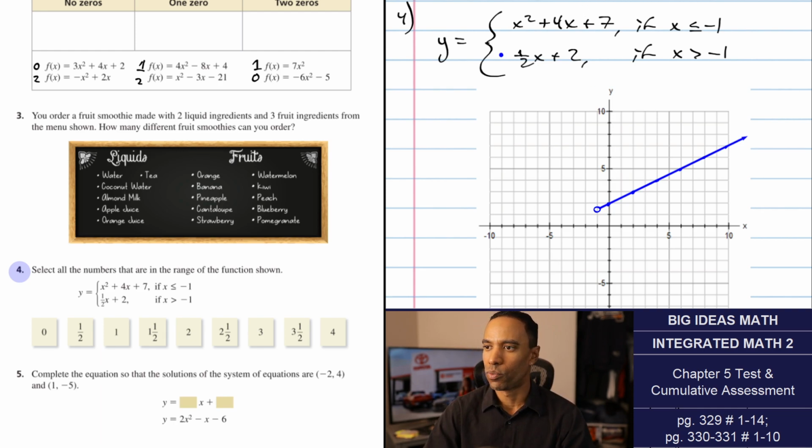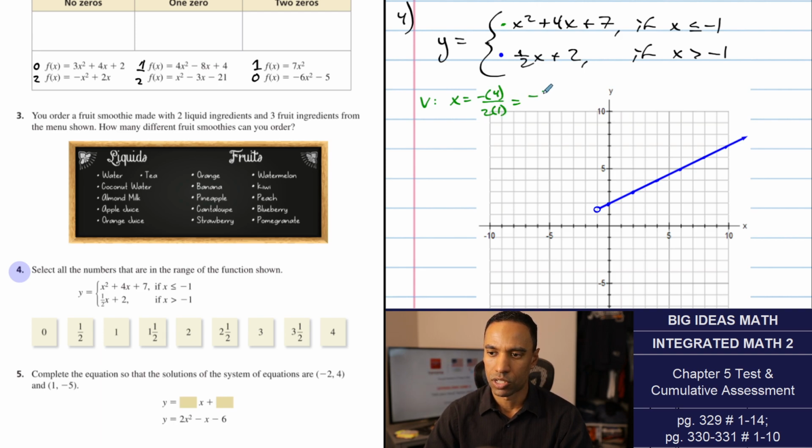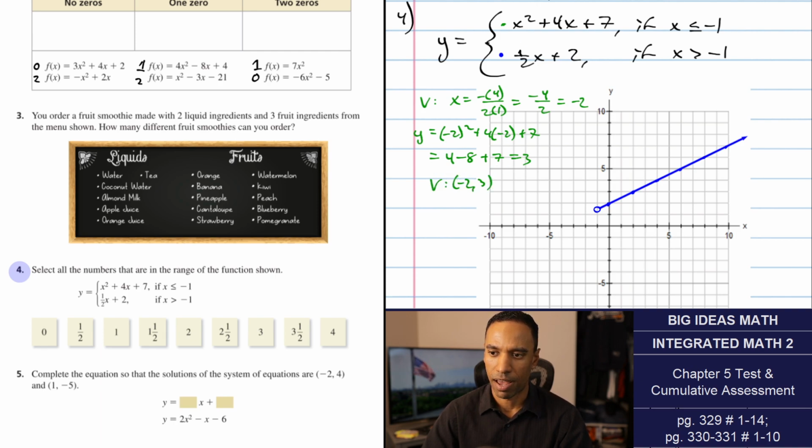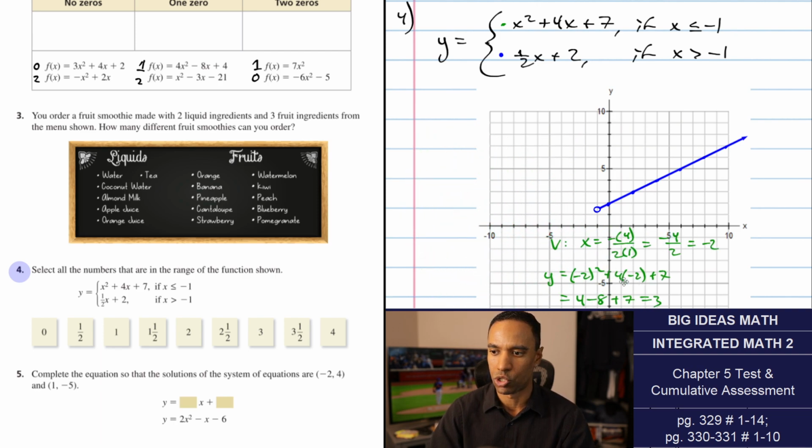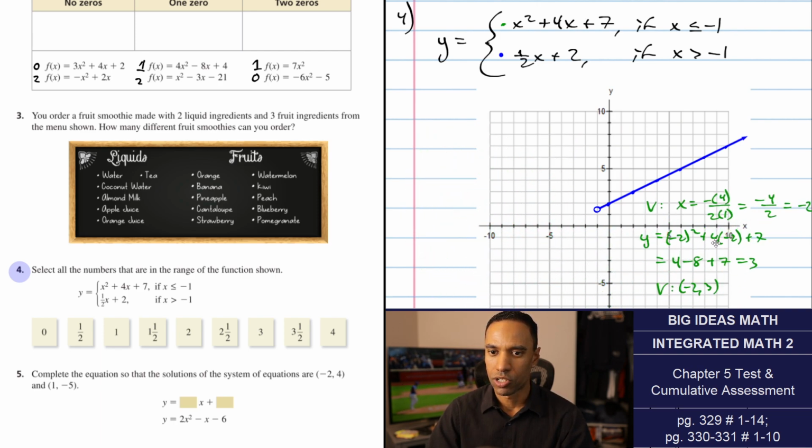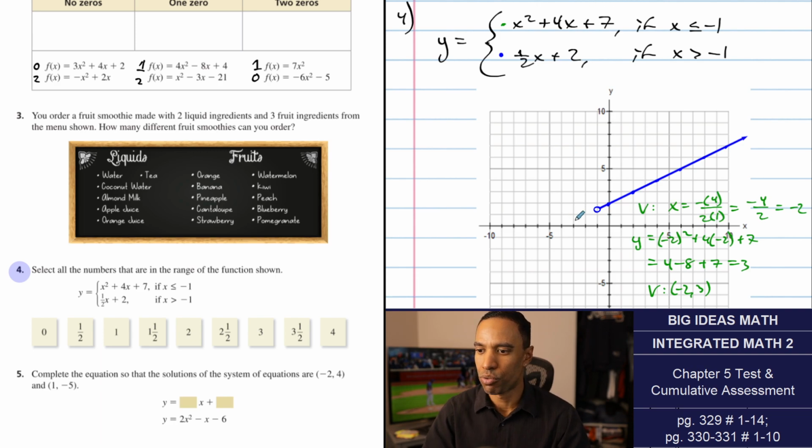All right. The green one I'm going to do right here. Let's start with getting the vertex. The vertex value for x is negative b over 2a, which is negative 4 over 2, or negative 2. The y value for that is going to be negative 2 squared plus 4 times negative 2 plus 7. That's 4 minus 8, which is negative 4, plus 7, which is 3. So the vertex is at negative 2, 3. I'm going to have to move all this work because I'm going to be drawing something here. So there's all that work. Negative 2, 3, 1, 2, 3 is right here.